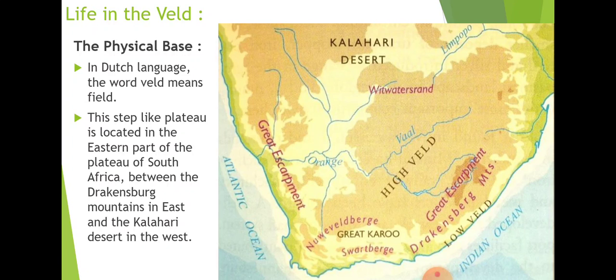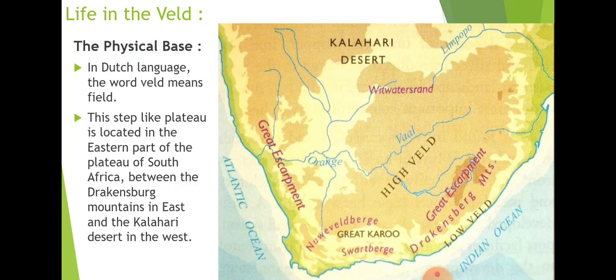Now you can see the high veld. The high veld is about 1200 meters to 1800 meters from the sea level. They are step-like. Why is it said to be step-like? It is step-like because of the raised platforms. Because of the raised steps, it appears like a step. That is why it is known as a step-like plateau.